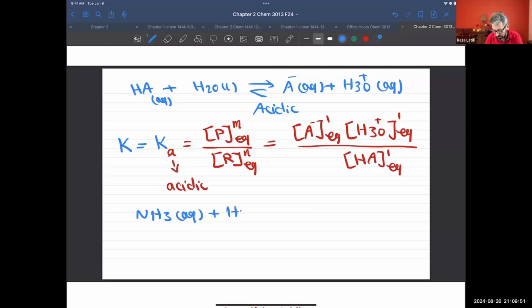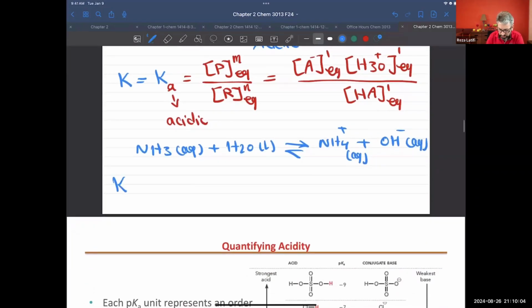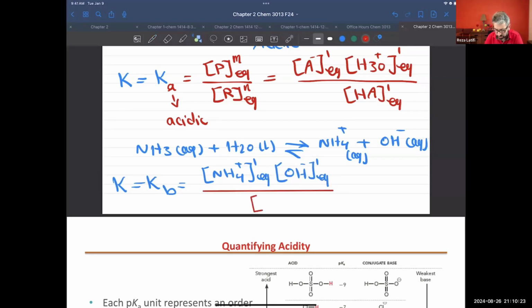If your reaction is basic, in that case you will say Kb. Say we have this chemical reaction, and we get NH4 plus and OH minus. So Kb is equal to the concentration of the products, NH4 plus to the first, OH minus to the first, divided by the concentration of the reactant, NH3 to the first.